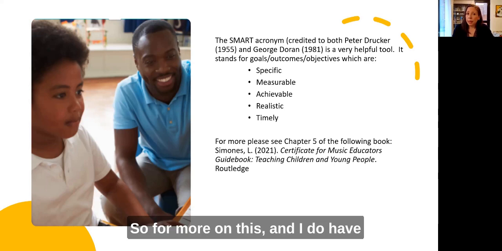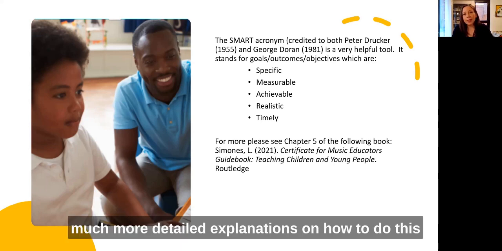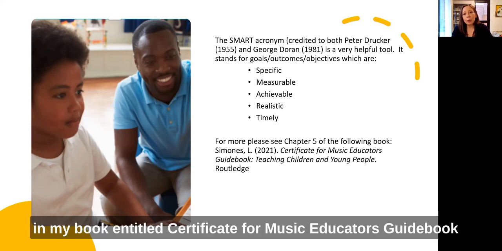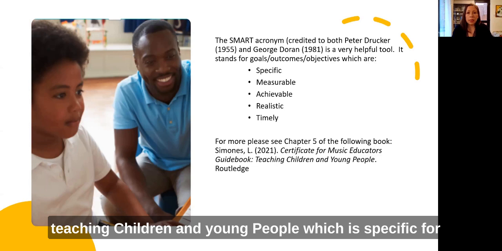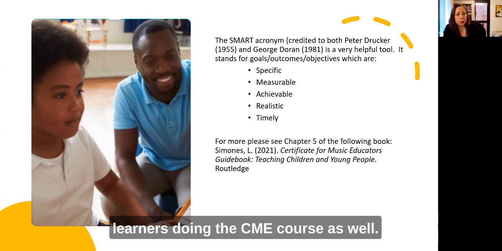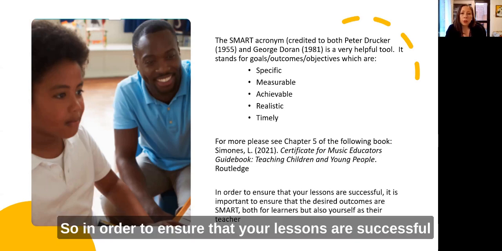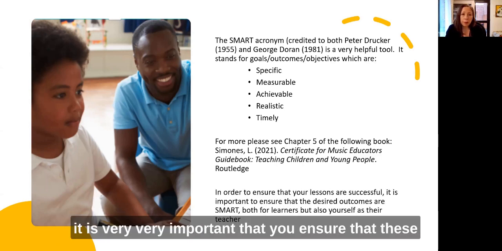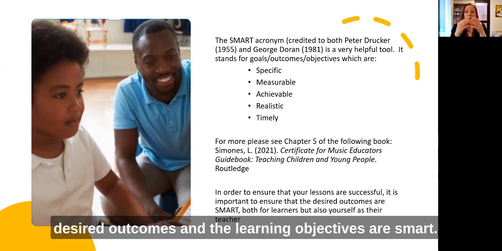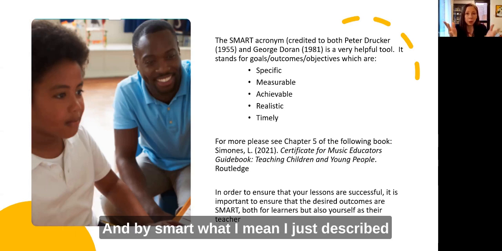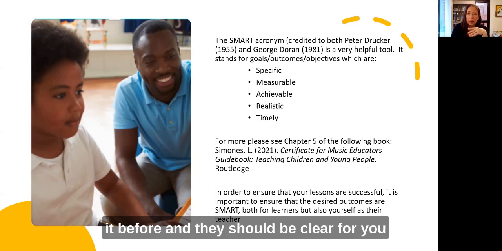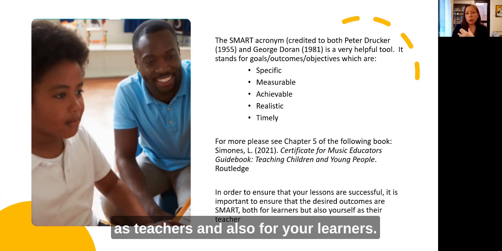So for more on this, I do have much more detailed explanations on how to do this in my book entitled Certificate for Music Educators Guidebook, Teaching Children and Young People, which is specific for learners doing the CME course as well. So in order to ensure that your lessons are successful, it is very important that you ensure that these desired outcomes and the learning objectives are SMART. And you know by SMART what I mean. I just described it before. And they should be clear for you as teachers and also for your learners.